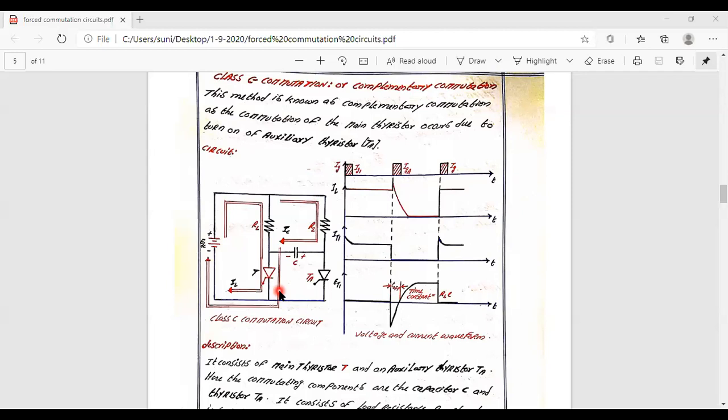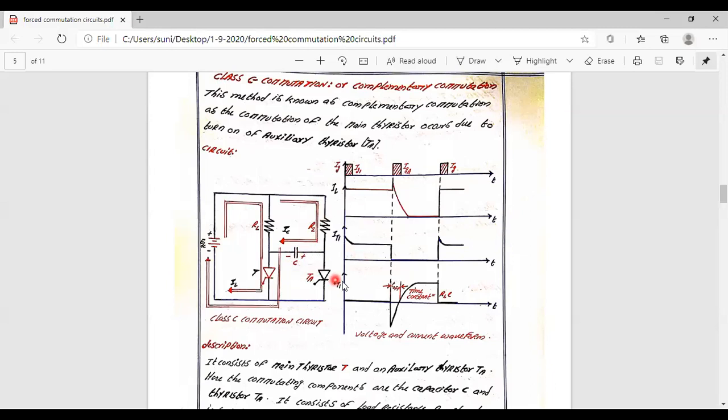So one second, please. Okay. So a little bit of problem with the mouse pointer.